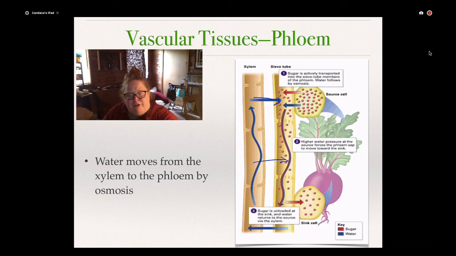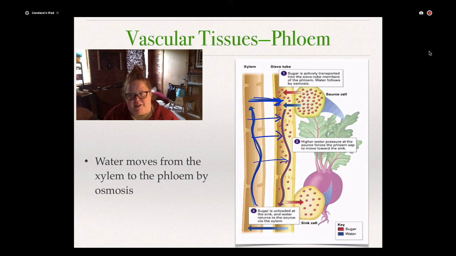So if you'll remember in our transport unit, we talked about how water moves through osmosis from an area of high concentration of water to an area of low concentration of water. And so here, that's what's happening. Okay, in the xylem, we don't have any sugars in there, so it's just the water moving in, and maybe some dissolved minerals, but certainly not as much stuff as we would have in the phloem. And so the water's simply going to transfer across the cell membrane from the xylem into the phloem.